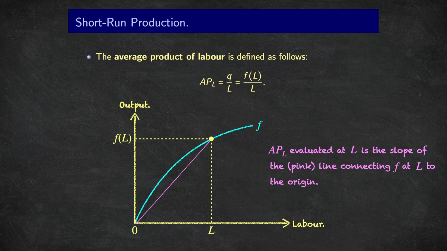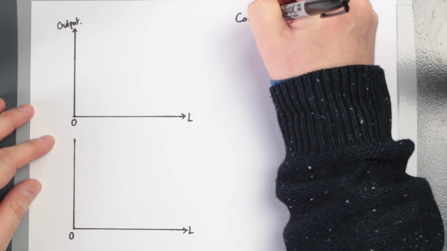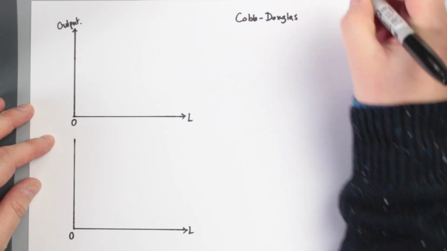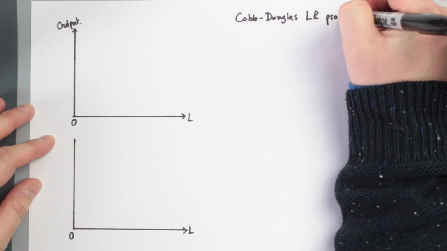So let's go on to paper and we'll work through a very commonly used example of a production function known as the Cobb-Douglas production function. So let's have a look at a well-known example of a long-run production function and a short-run production function called the Cobb-Douglas. You may recall this from utility theory as well. So it's a very similar functional form. So, the Cobb-Douglas long-run production function.